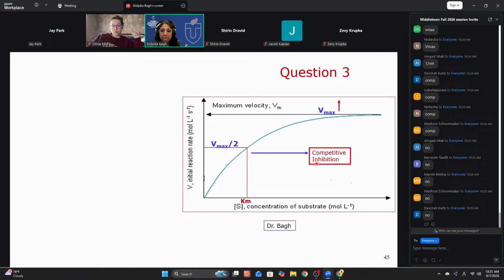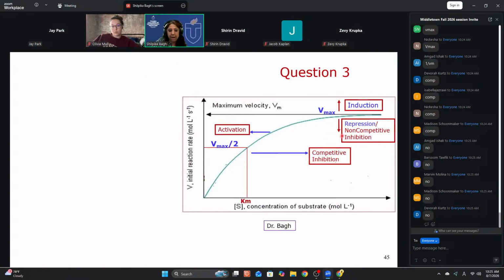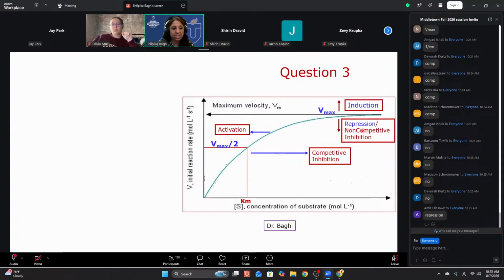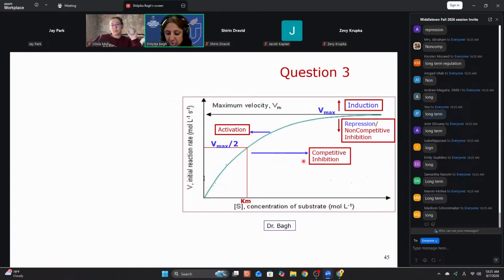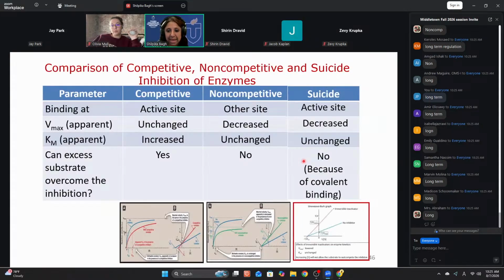You should know Vmax, first order, zero order, right shift, left shift, up and down. Also, please, why is Vmax decrease repression? What is it under? Which regulation? Long term or short term? Vmax decrease is repression because it's under long-term regulation. You decrease the quantity of enzyme. Absolutely wonderful. So please do competitive versus non-competitive inhibition.